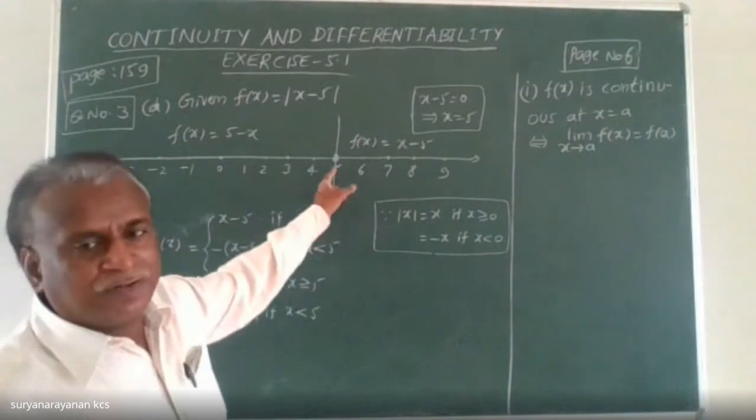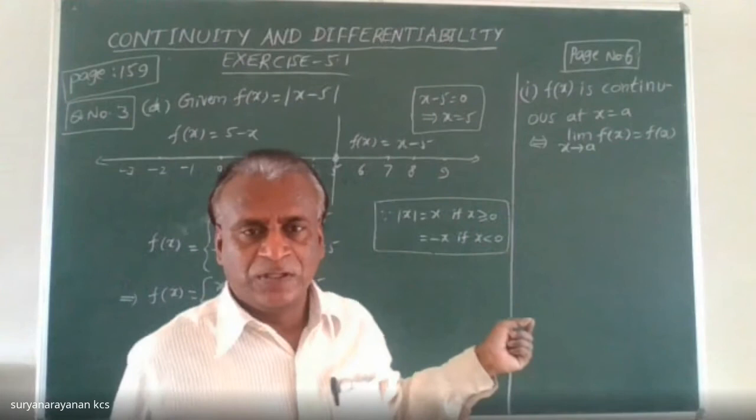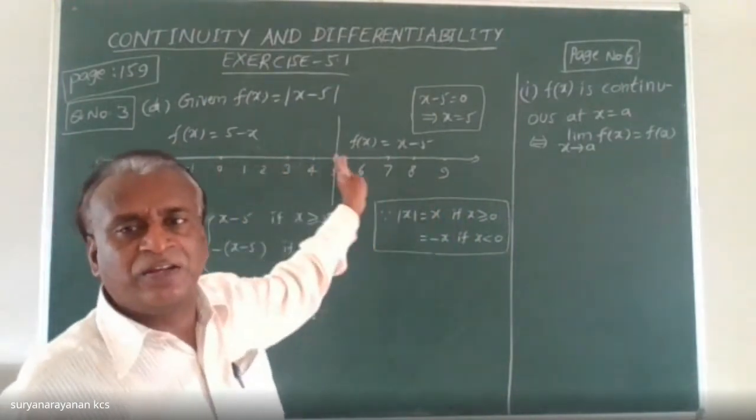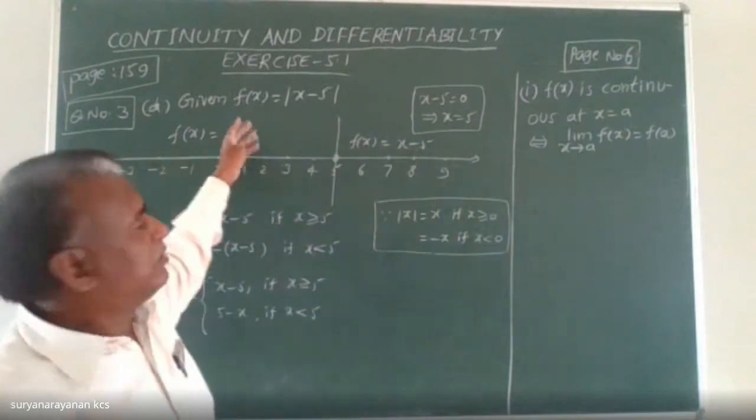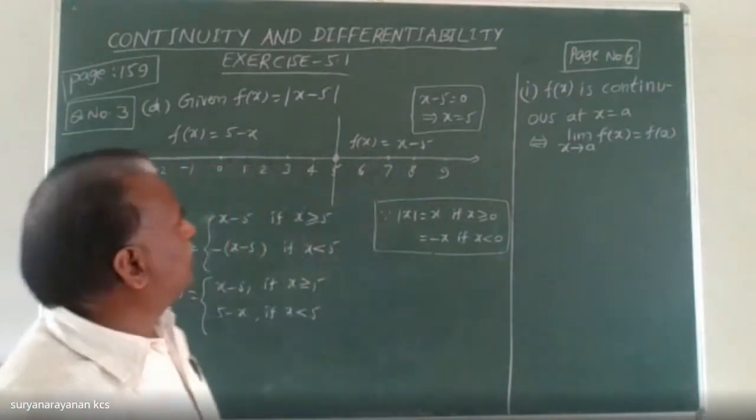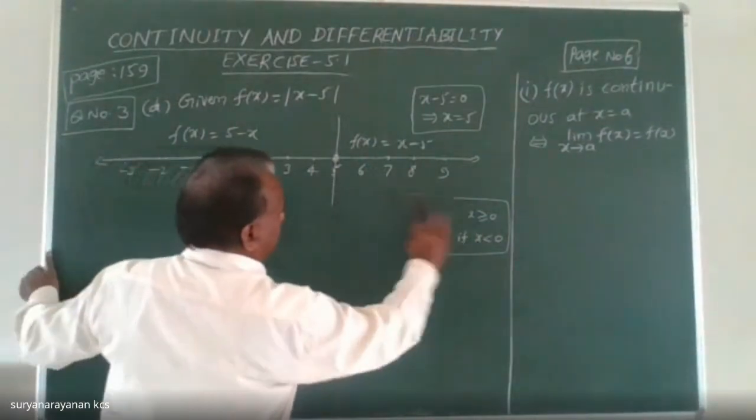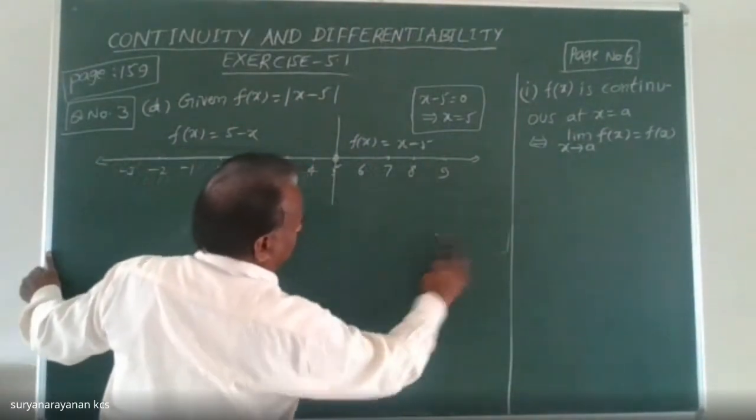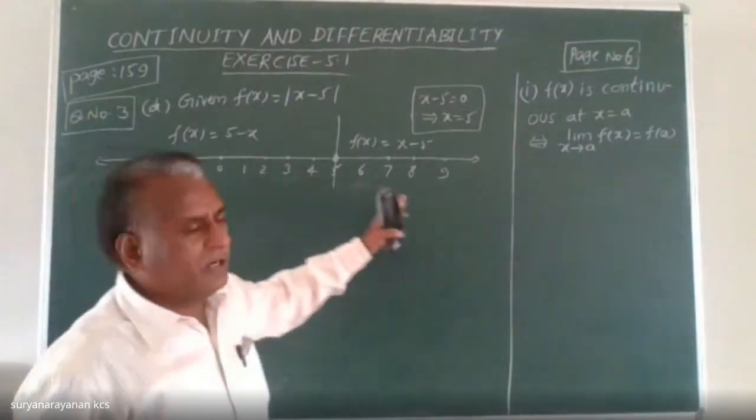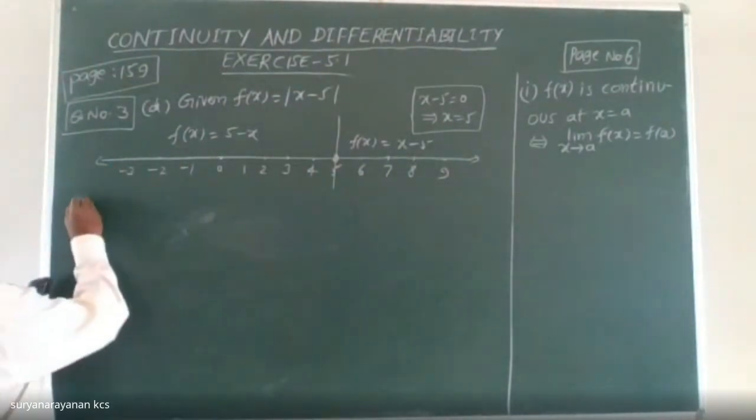So at this point, it is enough. At this point, we verify the continuity of this function. At this particular point, this function is defined in two ways. That is, f of x is equal to 5 minus x here, and f of x is equal to x minus 5 here. So in this case, we find left hand limit and right hand limit.